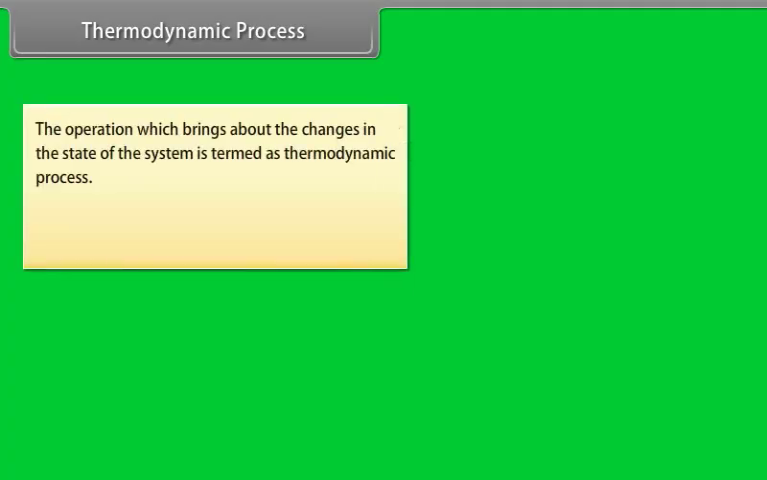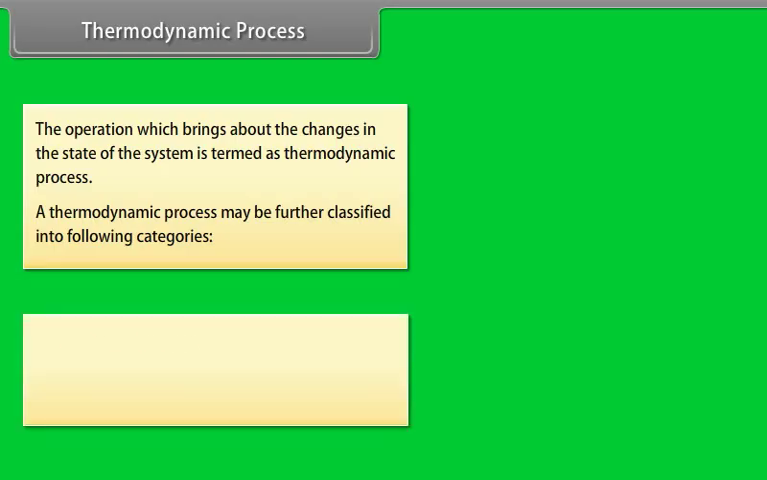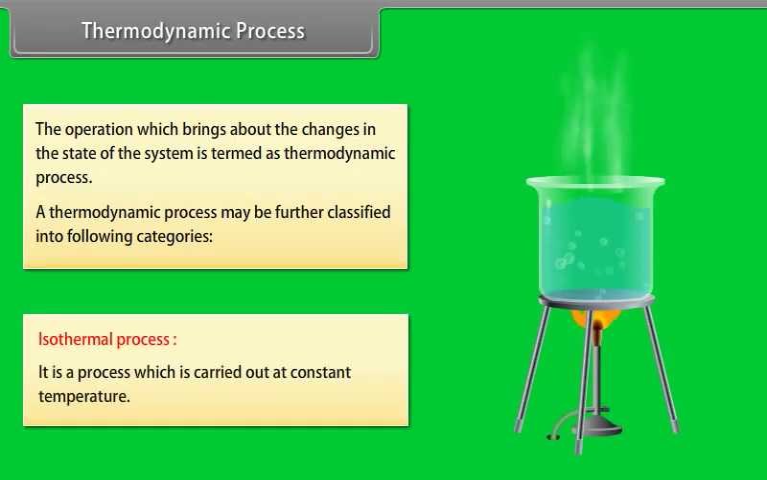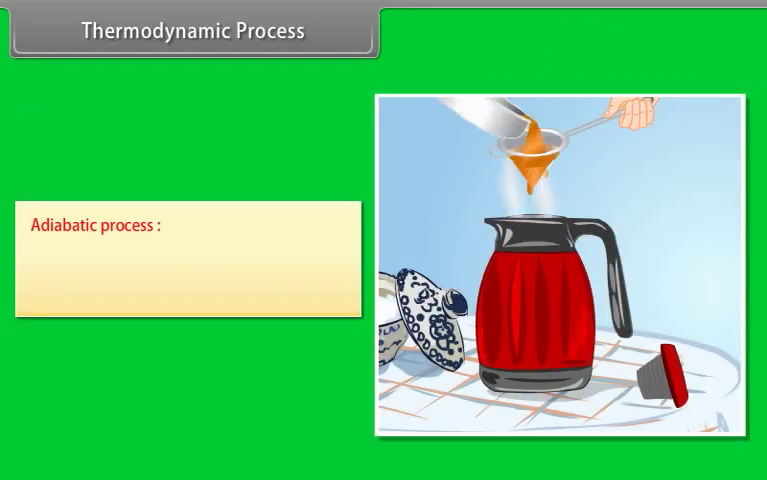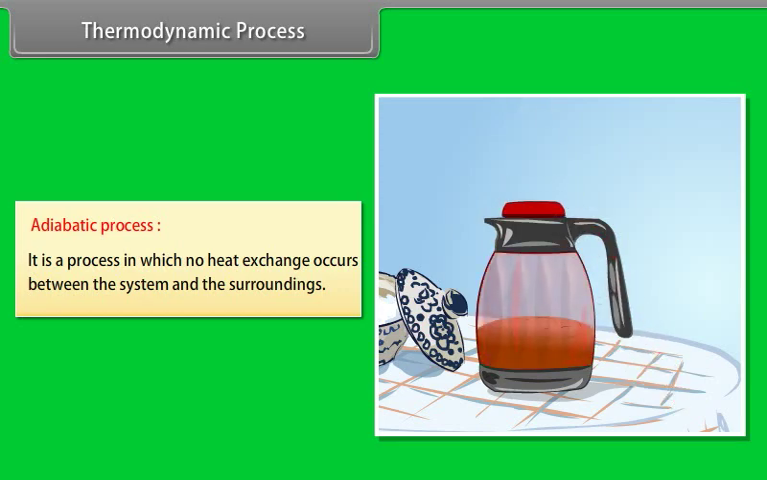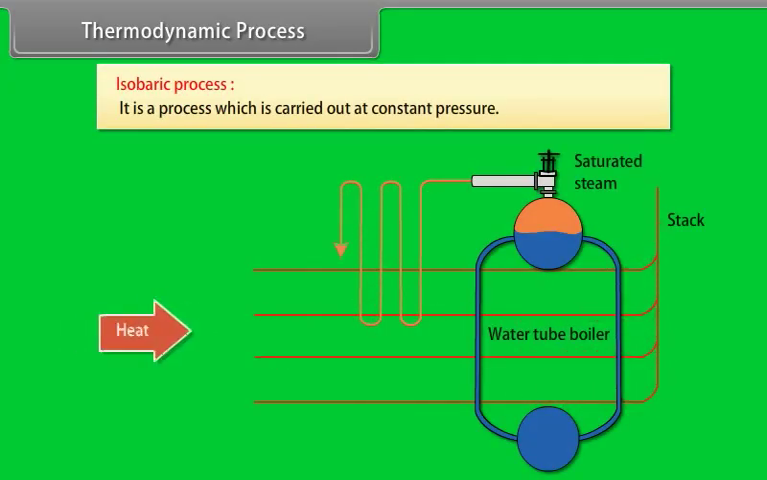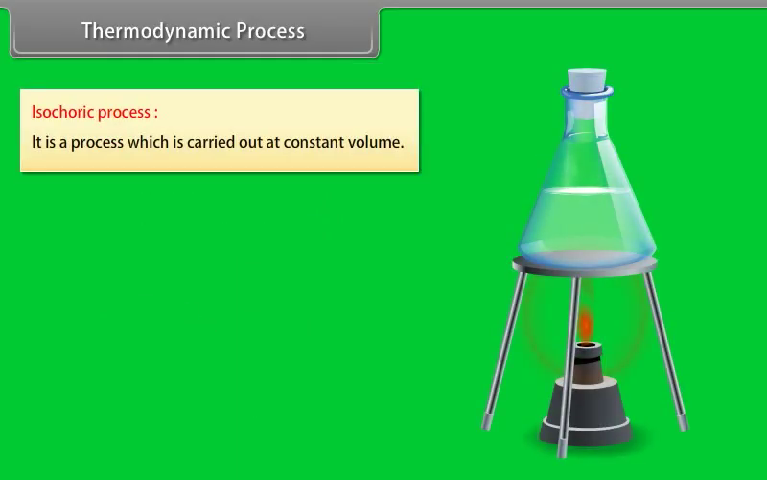Thermodynamic process. The operation which brings about the changes in the state of the system is termed as thermodynamic process. A thermodynamic process may be further classified into the following categories. Isothermal process. It is a process which is carried out at constant temperature. Adiabatic process. It is a process in which no heat exchange occurs between the system and the surroundings. Isobaric process. It is a process which is carried out at constant pressure. Isochoric process. It is a process which is carried out at constant volume.